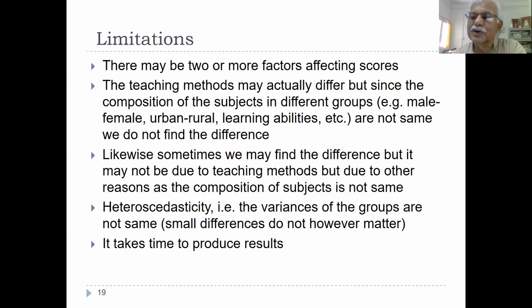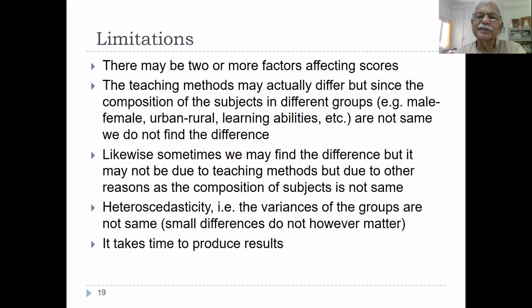Friends, no statistical technique can be applied indiscriminately. There are limitations of ANOVA. There may be 2 or more factors affecting the scores, while we are focusing on only one. If we focus on one only, but there are 2 or more factors affecting the dependent variable, then we are not doing justice to the real structural model.